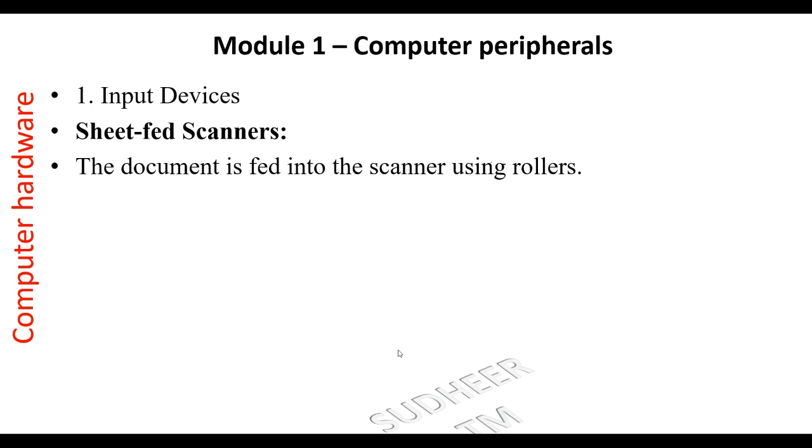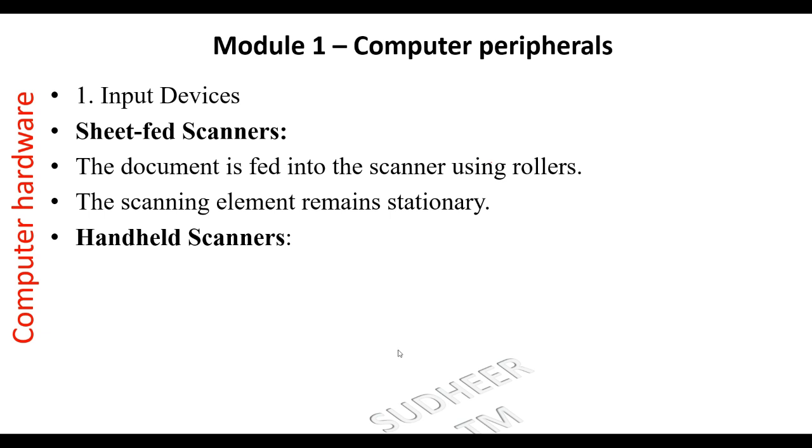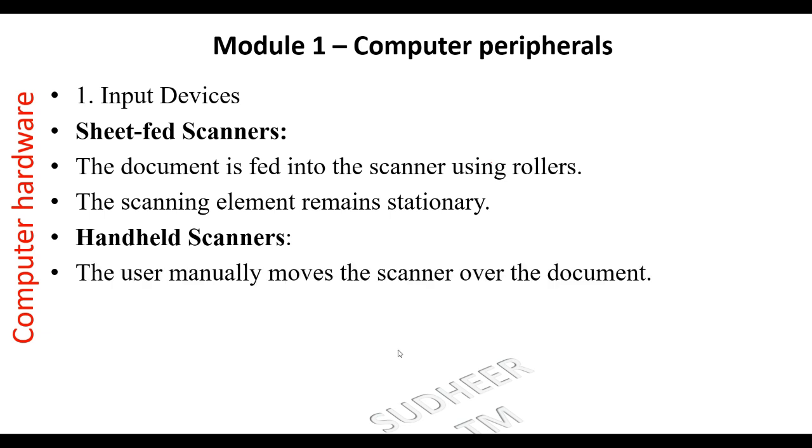In a flat bed, the document is stationary, our sensors are moving. So the constructional difference is that the document is put into the scanner using a roller, and the scanning element remains stationary. Then handheld scanners are like our barcode scanner and all, just press, handheld. So the user manually moves the scanner over the document.